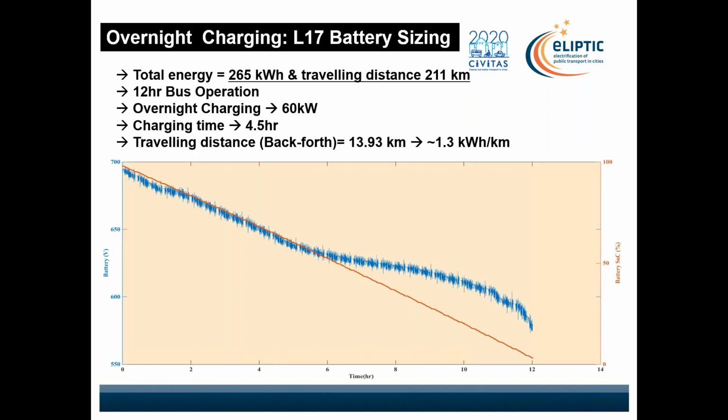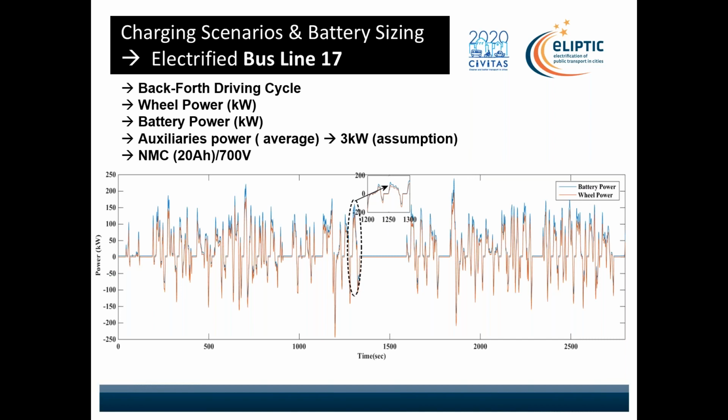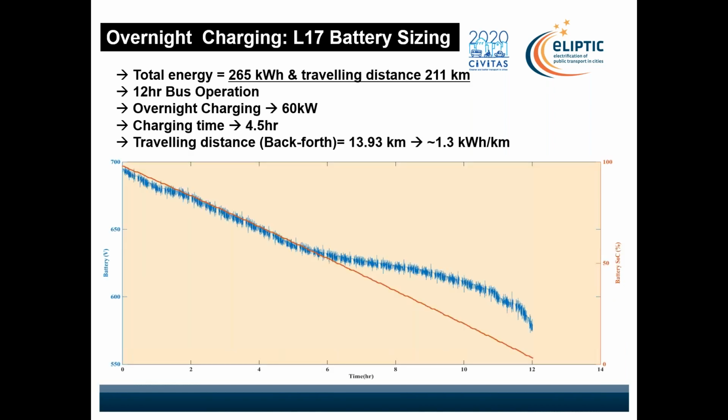And then we go for the third line, line 17, a standard 12 meter bus, and we did the same. We received the measurements and added them as an input to our simulation. For the back force driving cycle, as you can see here on my screen, this is the result of the required power from the battery and the required power at the wheel. In this simulation, we assume the auxiliary power is 3 kilowatt, and we use another battery type, NMC 20 ampere hour at 700 volt. I will share the result with you.